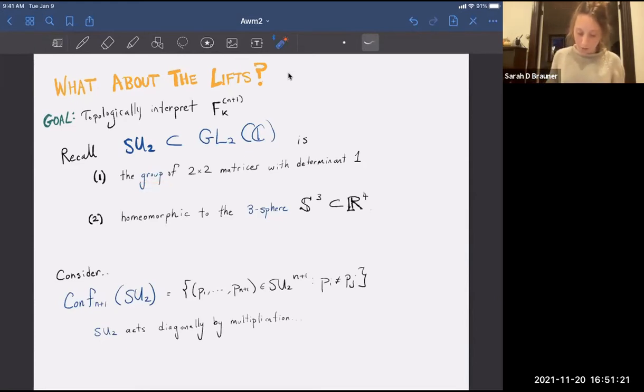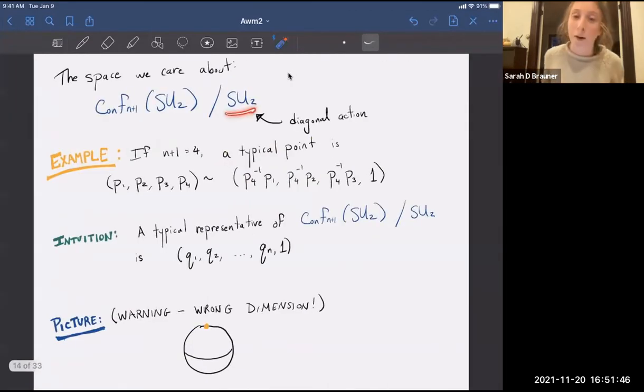And I'm going to think about first the configuration space of SU2. And this n+1 here should tell you that this is a preview of the Whitehouse representations. So this is how I'm going to get my lift. Okay, so I'm thinking of this as n+1 points in SU2 that are distinct. But now, because this is a group, it acts diagonally on this whole space. And so what I'm going to do is mod out by that action. And this is actually the space that I'm going to care about.